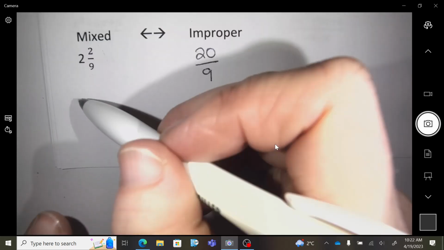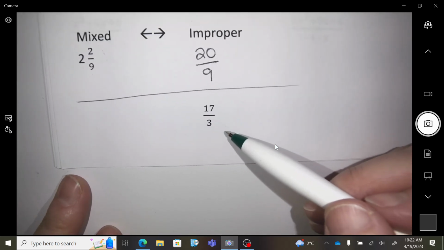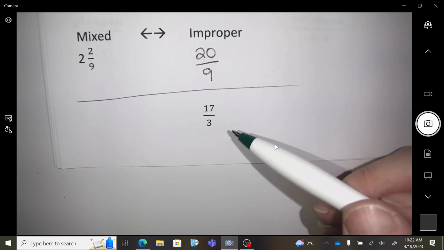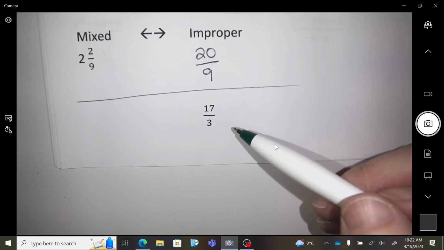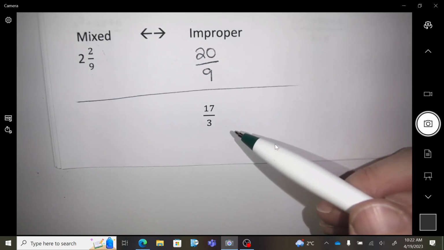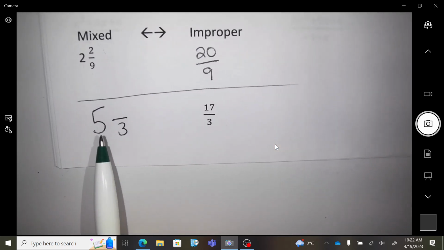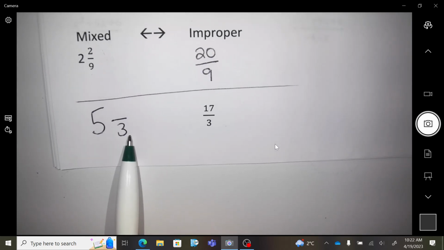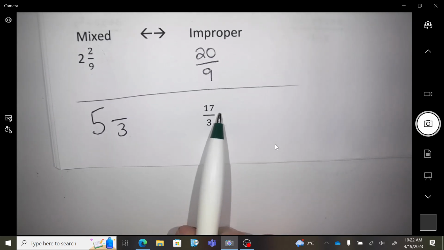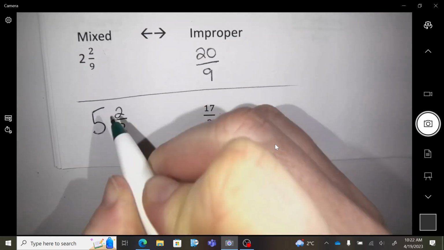Okay, this time I'm cutting my pies into thirds. And I ate 17 slices. So how many whole pies? 5. There's 5 whole pies. So if I ate 5 entire pies with 3 slices, that's up to 15. So 17 means there was 2 more.